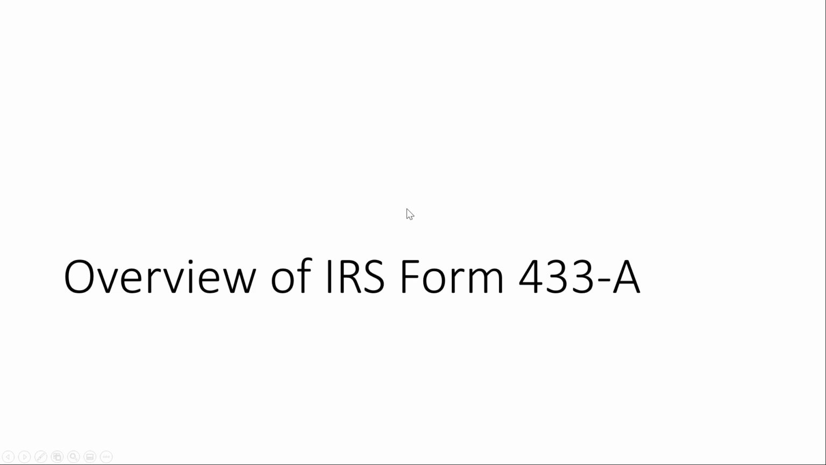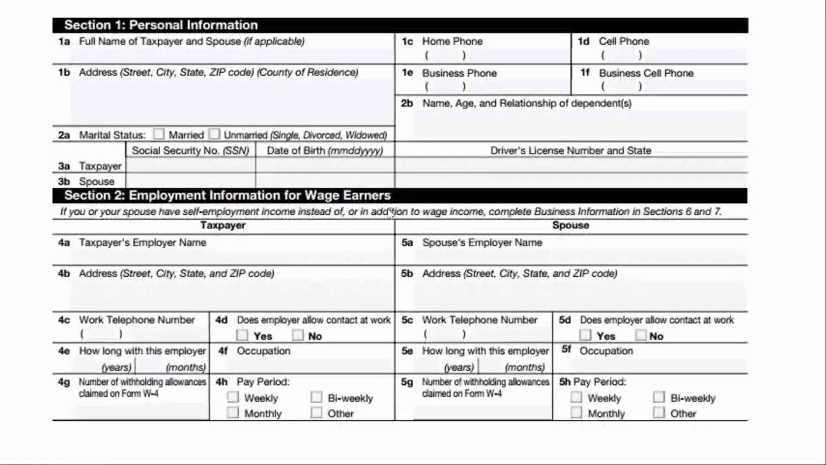So we have now gone through the major expense categories, and now we are going to delve into Form 433A. For those of you that have never, ever taken a look at Form 433A, it is available on the IRS website. It's also in the handout section here on the webinar platform. I recommend that you take a look at it.